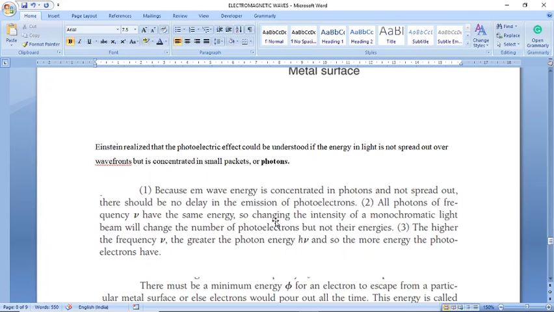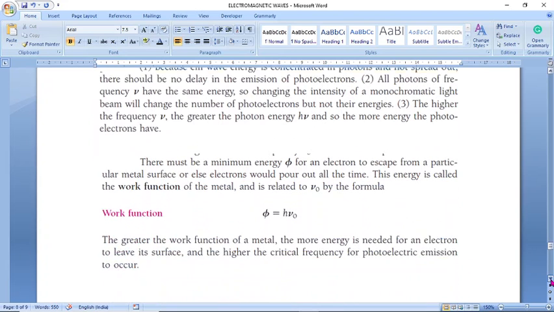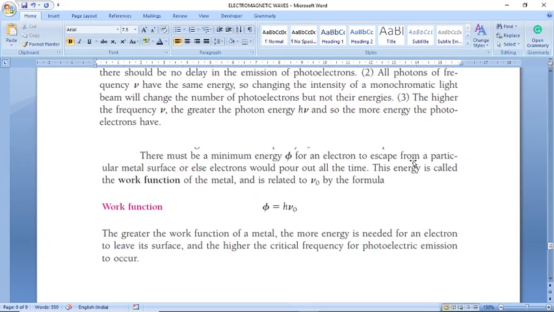Then all photons of frequency nu have the same energy. So changing the intensity of a monochromatic light beam will change the number of photoelectrons but not their energies. The higher the frequency, the greater the photon energy h nu, and so the more energy the photoelectrons have. There must be a minimum energy phi for an electron to escape from a particular metal surface, or else electrons would pour out all the time.